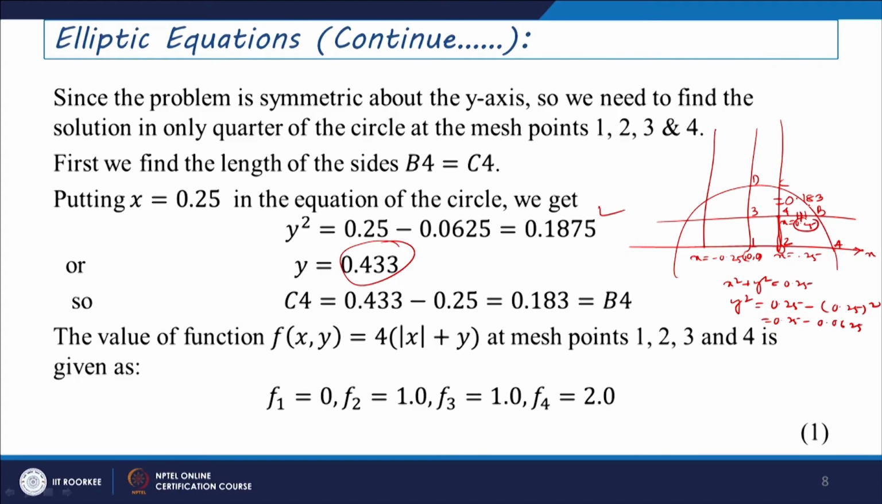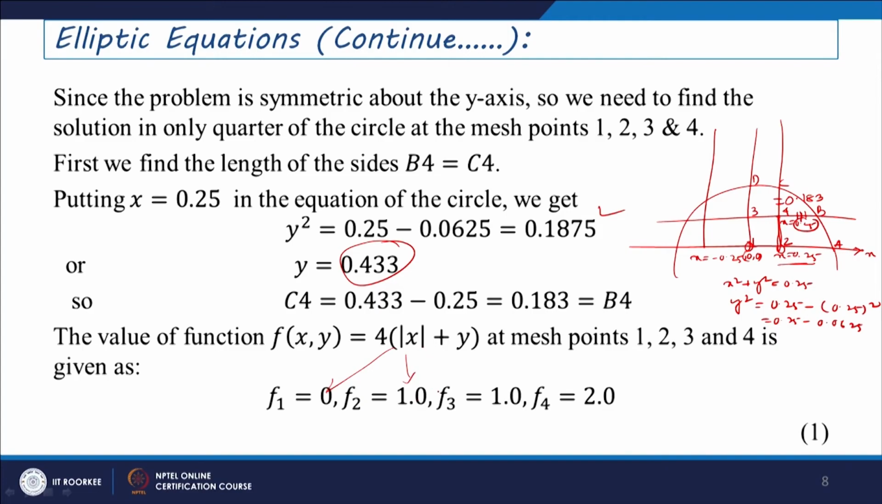The value of the function f of x y is given as 4 into mod x plus y at the mesh points 1, 2, 3, 4 here. Taking the first point as 0, 0, this will take the 0 value. So, f1 is 0, and if you go for the f2 point here, f2 is nothing but x equals 0.25 here. So, if you put 4 into 0.25, y is 0, this is 4 into 0.25, that is nothing but 1.